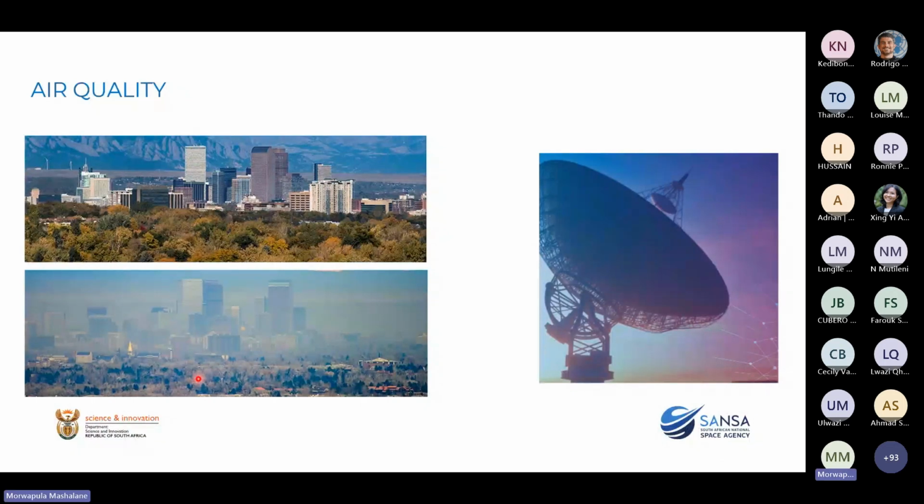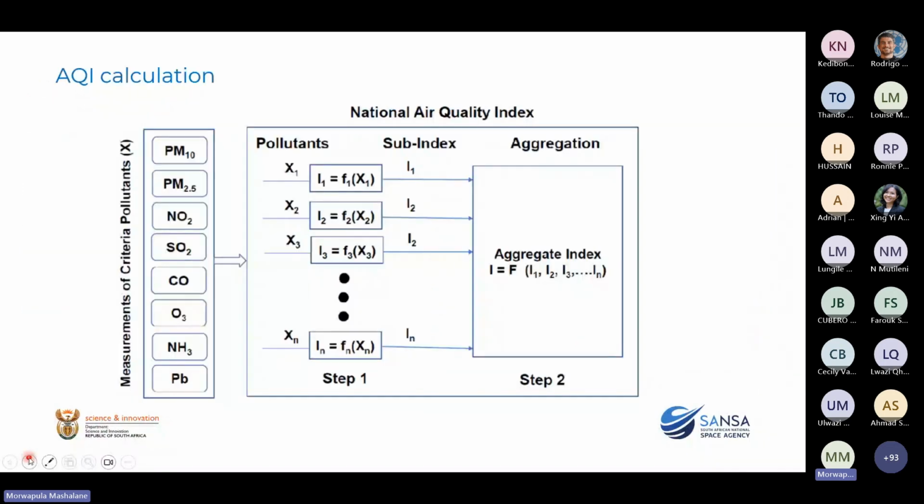So, calculating the air quality, a lot of work has been done where air quality calculations are done using mostly ground-based data. But for this, what we want to do is use satellite data, purely because we don't have enough ground stations to cover the whole country, whereas satellites can cover the country and have access to every part of it. We follow the same methods that have been used by other researchers, where we collect the measurements in terms of either concentrations or column densities. We then calculate the sub-index, using formulas for all the different types of pollutants, and then aggregate the sub-indices to get the final air quality index.